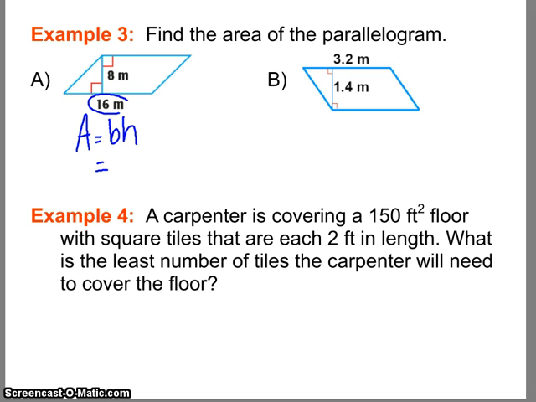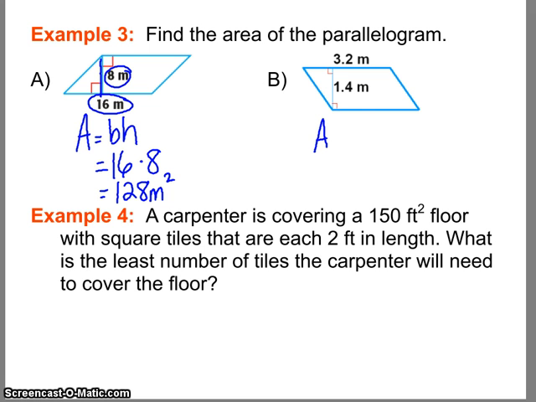What is the base? We have 16 meters, multiplied by our height. Again, the height is the distance from one base to another. We have 8. Grab your calculators. 16 times 8 is 128. Our units are meters, and because we're solving for area, we are going to square our units because it's meters times meters.